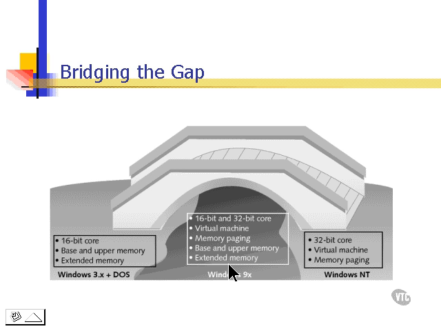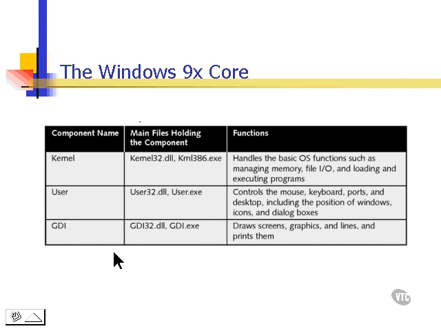The core components of Windows 9X are the kernel. The main files in the kernel are kernel32.dll and kernel386.exe. These handle the basic operating system functions like managing memory, file input-output, and loading and executing programs.